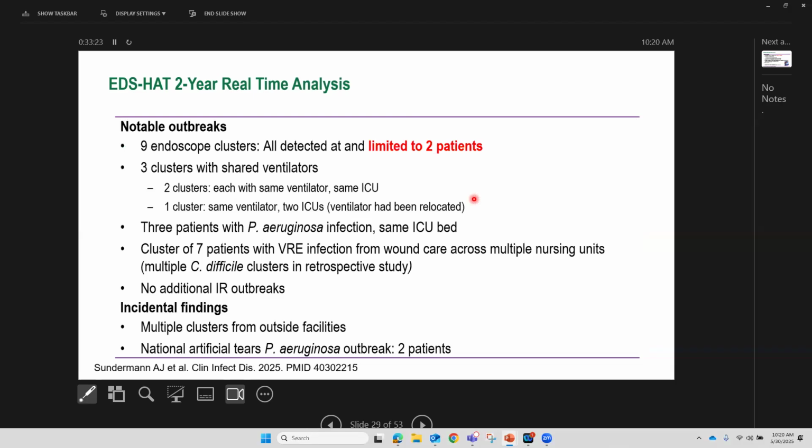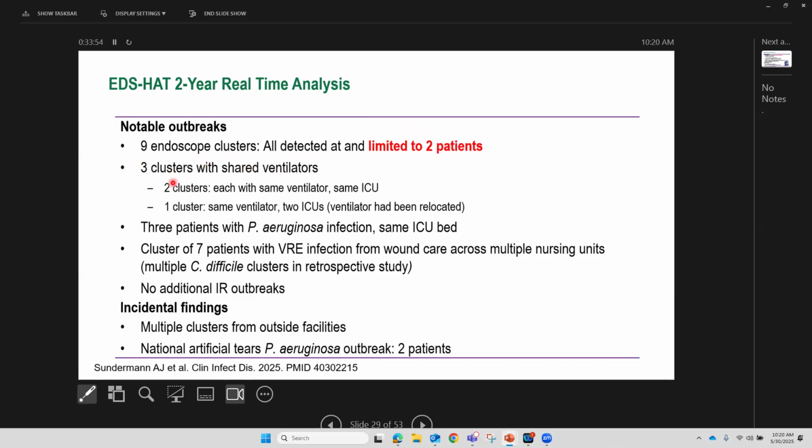So what are the notable outbreaks? First of all, we had 9 endoscope clusters. To me, this is actually the most substantial finding of this real-time analysis. All of these endoscope clusters stopped at 2 patients. We identified the outbreaks, we transmitted that to our infection prevention team, and they stopped the outbreaks at just 2 cases. And I showed you that devastating KP outbreak that we had that led to the institution of this project. And so we thought this was a really significant finding.